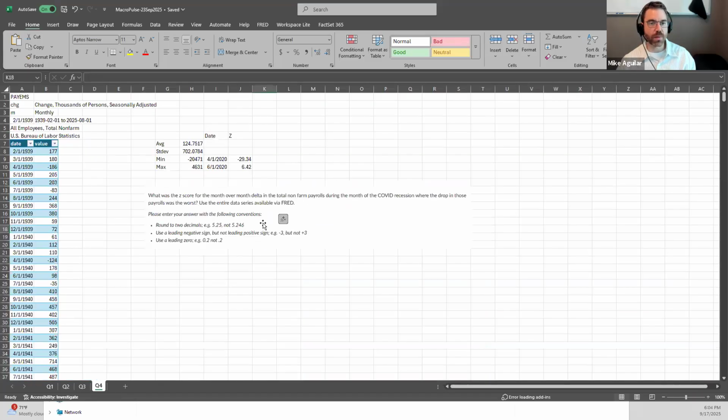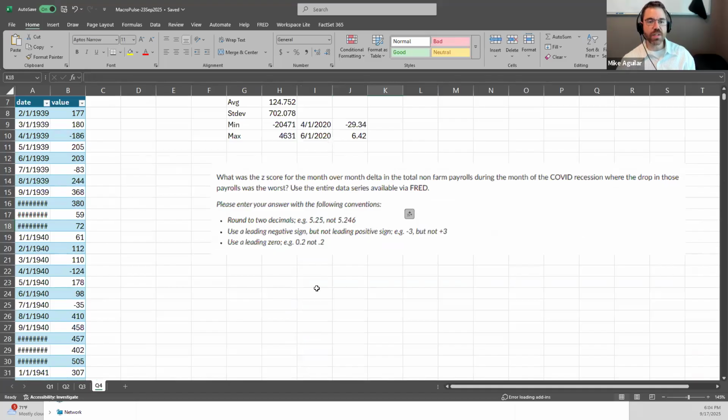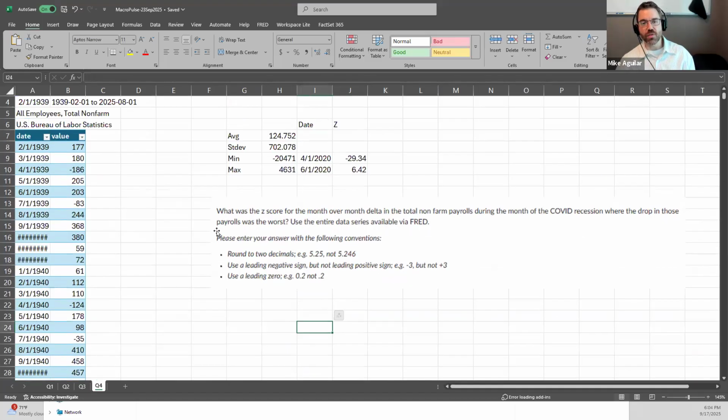Question number 4. What was the Z-score for the month-over-month delta in the total non-farm payrolls during the month of the COVID recession where the drop in those payrolls was the worst? I want you to use the entire data series available in FRED. So you've got to break this down a little bit. What are we looking for? We're looking for a Z-score.